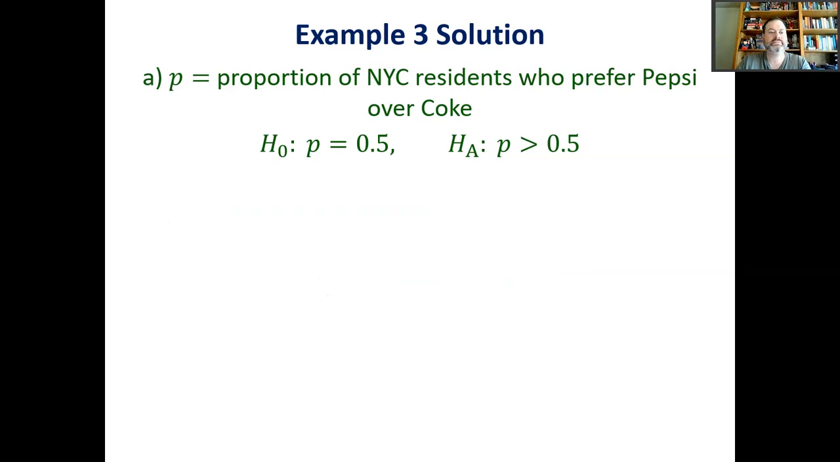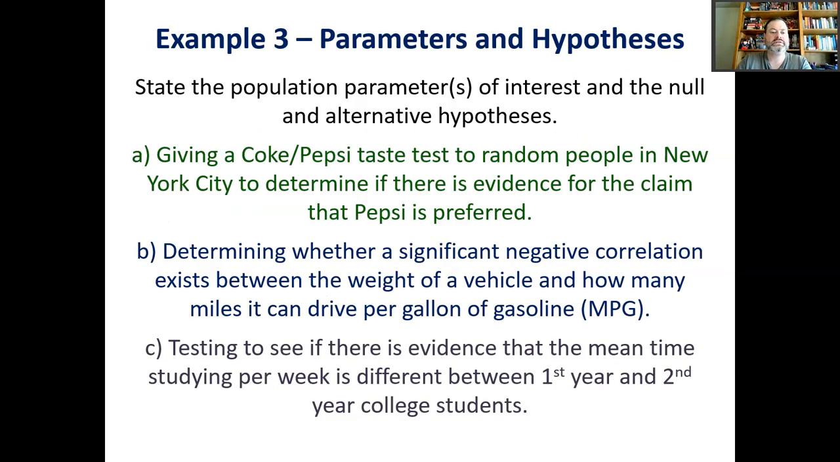All right, last one. Testing to see if there is evidence that the mean time studying per week is different between first year and second year college students. Well, we have the word mean, so that tells you that mu, or mu1 minus mu2, is our parameter. We can see the word difference here, and then we have first year and second year college students. So we have 2 different populations, right? First year college students and second year college students are different populations.